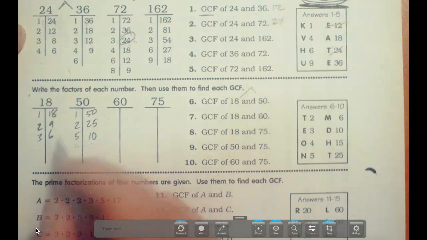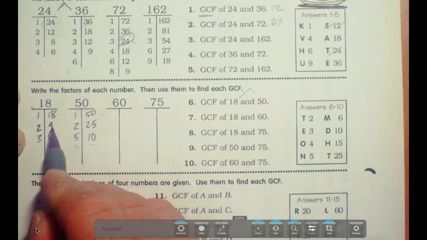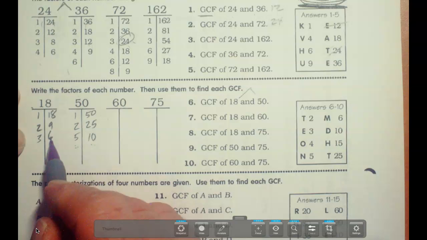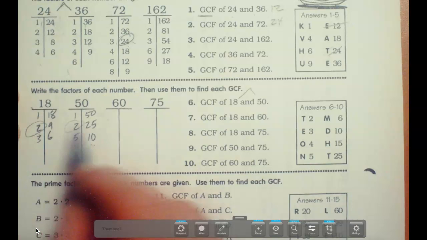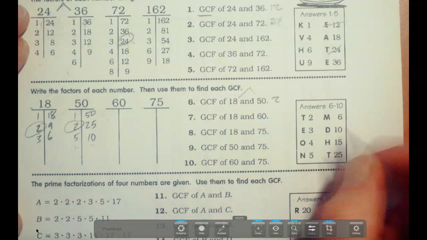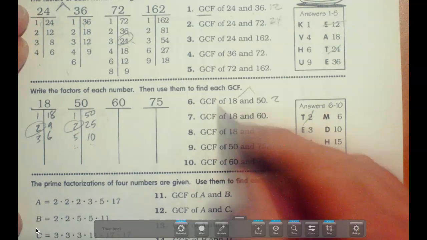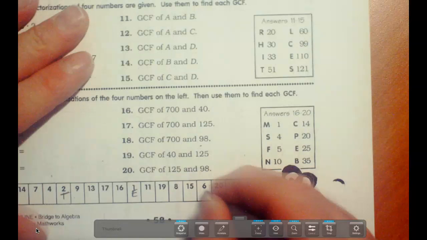So we're looking for the GCF of these two then. So look at the smaller one, the GCF. 18 doesn't go into 50. 9 is not into 50. 6 is not into 50. 3 doesn't go into 50. 2. The greatest shared factor there is 2. So we find 2 over here. And for number 6, we're going to put in a T, 6 down the bottom. T.